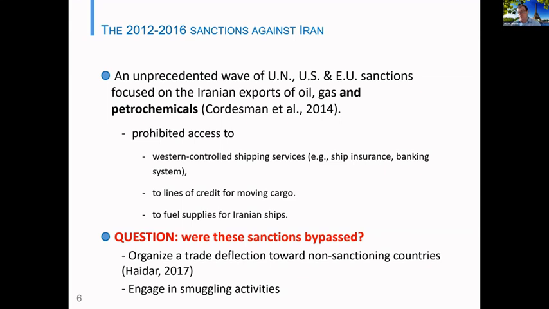So initially the sanctions were aimed at creating a de facto embargo, but we have had some insight from the grey literature that there has been some ship-to-ship transfer of methanol at night. There has been some smuggling. And so a question of interest is whether there has been some trade deflection from Iranian exporters toward non-sanctioning countries.